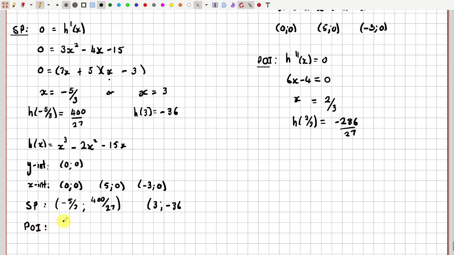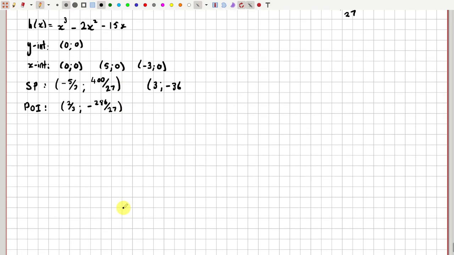In this case it would be (2/3, -286/27). Now, normally I get a question from the students, should they write this as a decimal or a fraction? I prefer fractions. I would prefer this as a mixed fraction. That would make it even easier for you to sketch the following. But in this case, we're going to use our calculator anyway, so we should be fine.